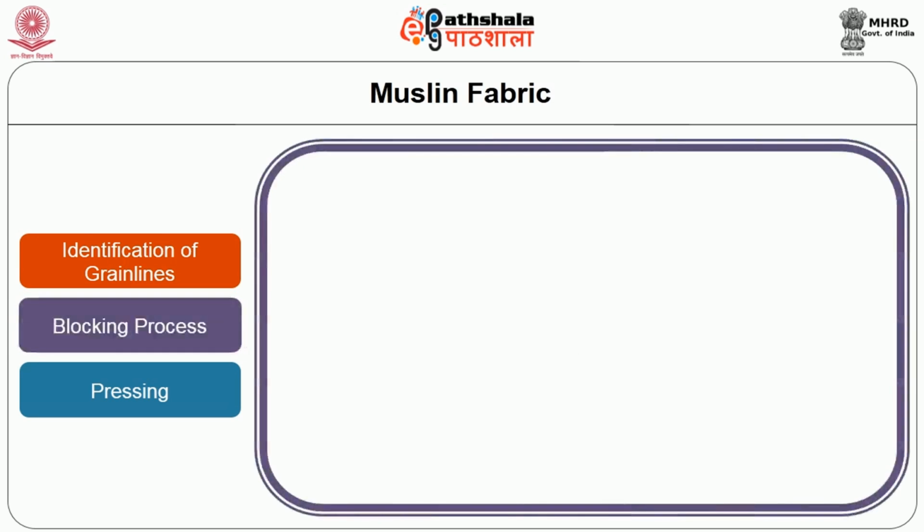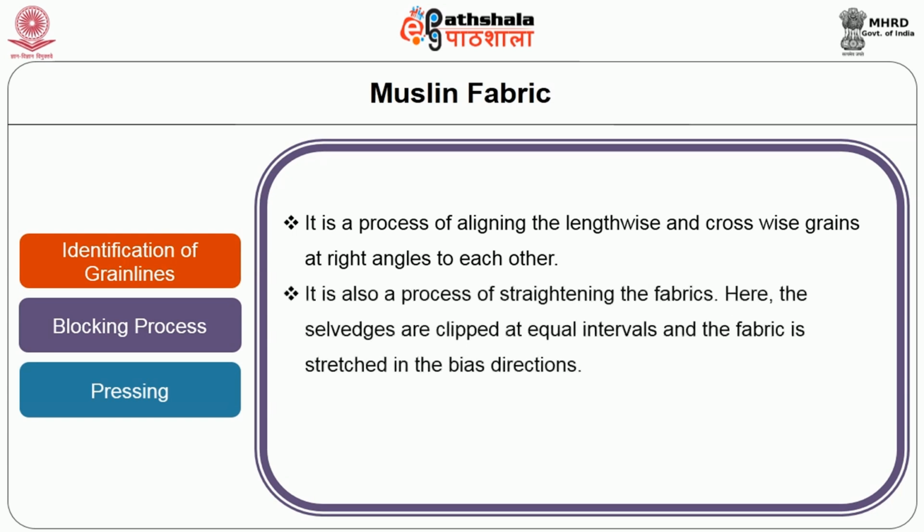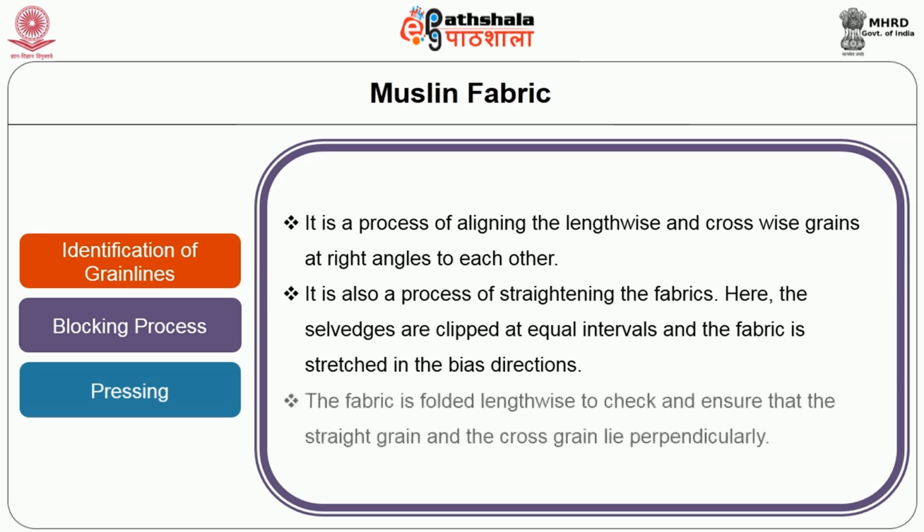The next preparatory process is the blocking process. It is a process of aligning the lengthwise and crosswise grains at right angles to each other. It is also a process of straightening the fabric. Here, the selvages are clipped at equal intervals and the fabric is stretched in the bias direction. The fabric is folded lengthwise to check and ensure that the straight grain and the cross grain lie exactly perpendicular to each other.